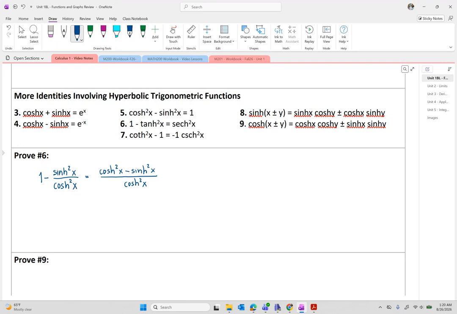I will end up in the numerator with hyperbolic cosine squared of x minus hyperbolic sine squared of x, and that is equal to 1. So 1 over the hyperbolic cosine squared of x. 1 over hyperbolic cosine is the hyperbolic secant, and when it's squared, this is the hyperbolic secant squared of x. So I showed that one.